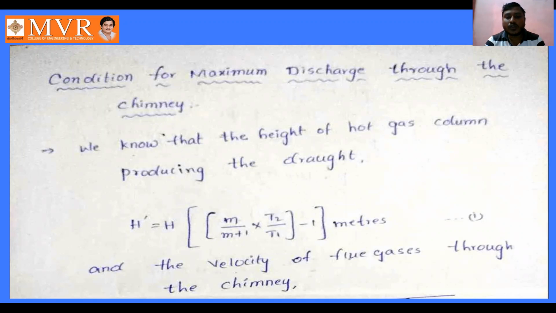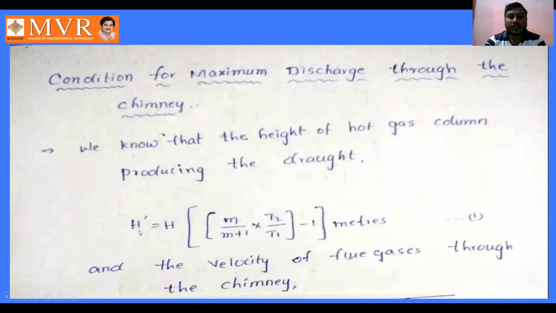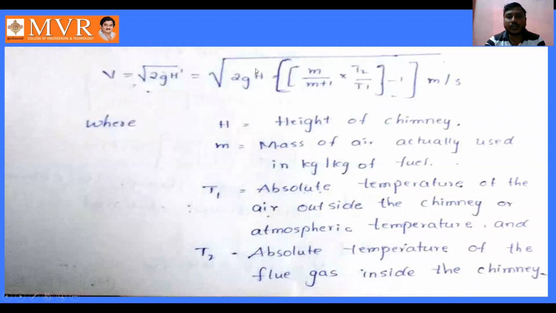And the velocity of flue gases through the chimney, we already know, V is equal to root 2 g h. As we are substituting the H dash value, root of 2 into g into H dash, where H dash is H into m by m plus 1 into T2 by T1 minus 1. Hence, we have substituted the H dash value, where H is equal to height of the chimney.